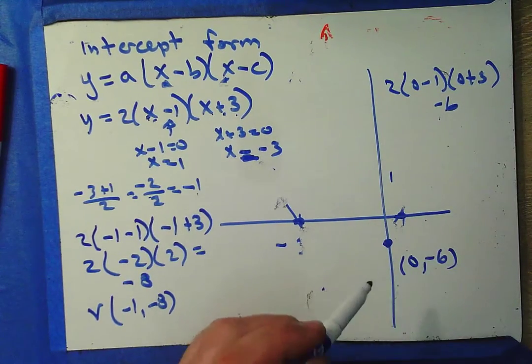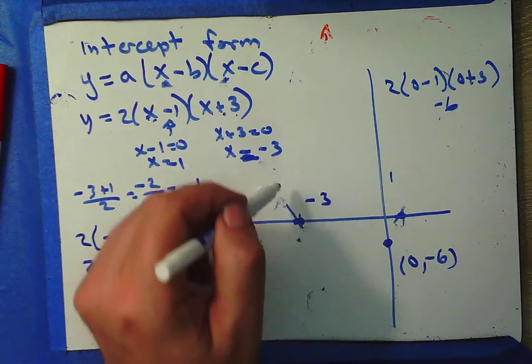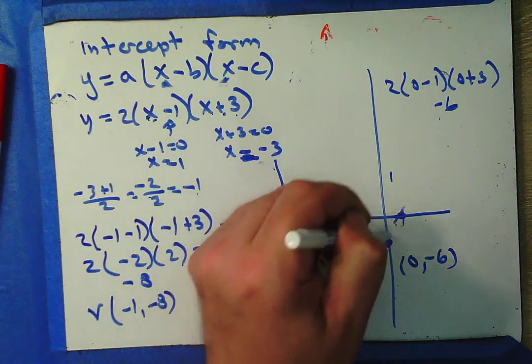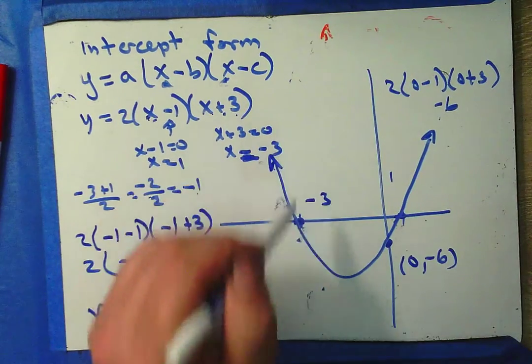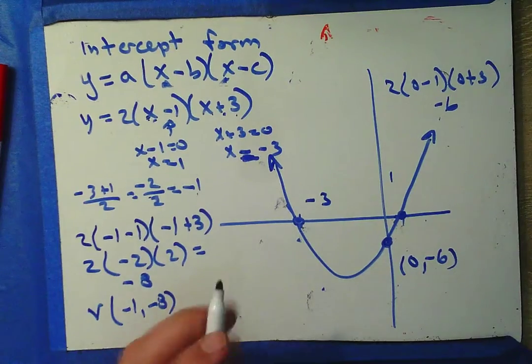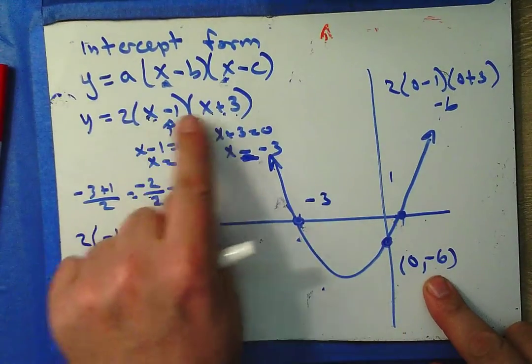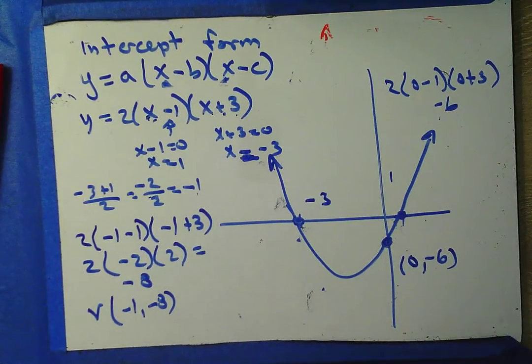I've got an x-intercept of 1. I have an x-intercept of negative 3. And I need a graph that passes through those points. So there's 3 points on my graph: 2 x-intercepts given from the factored form, and a y-intercept by plugging 0 in for the x's. Finding the vertex really wasn't that big a deal, though, was it?